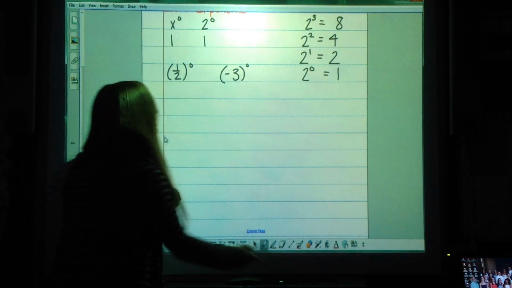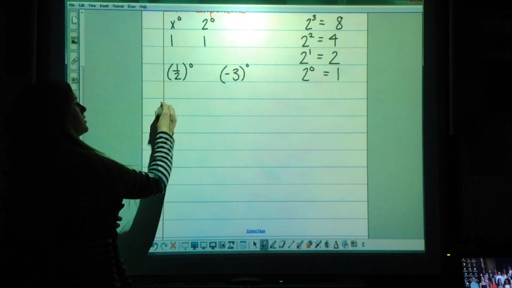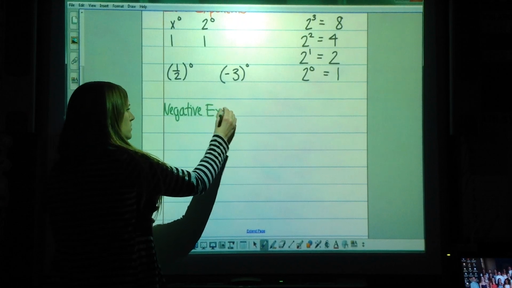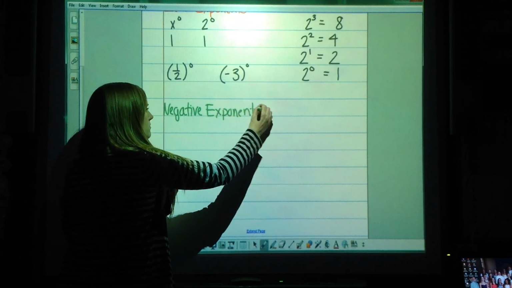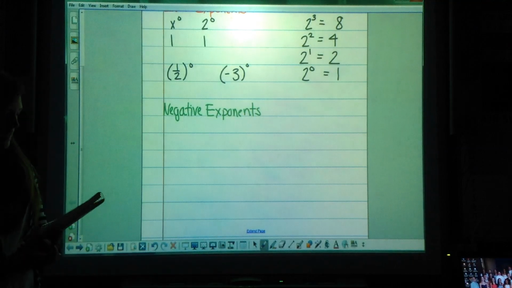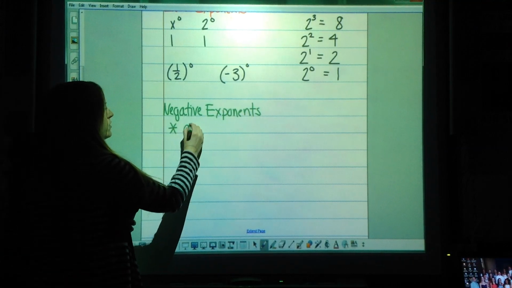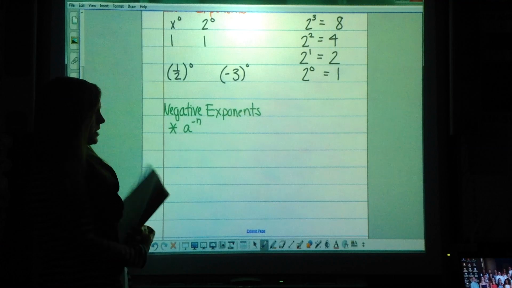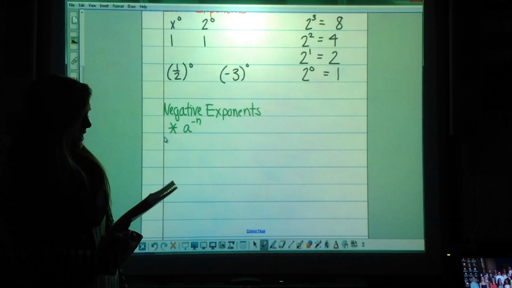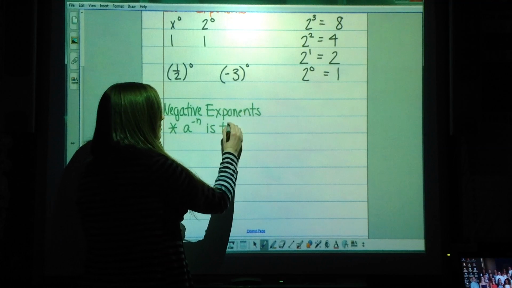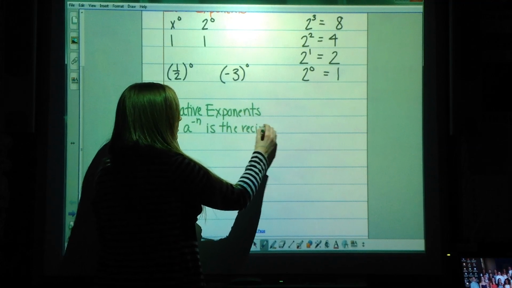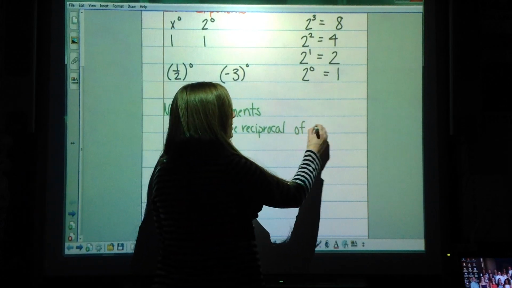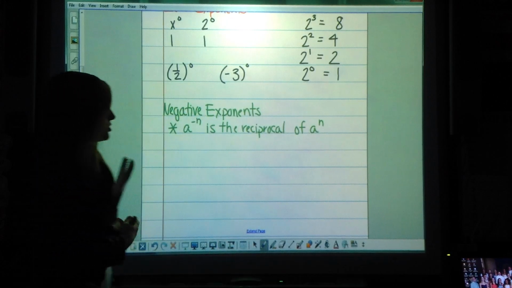Now let's talk about negative exponents. And that says that if you have a negative exponent, so a stands for any letter, and n stands for a negative integer, a to the negative n is the reciprocal of a to n. So let me show you how this works.